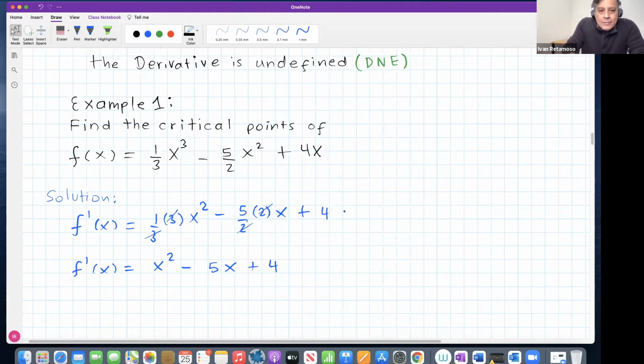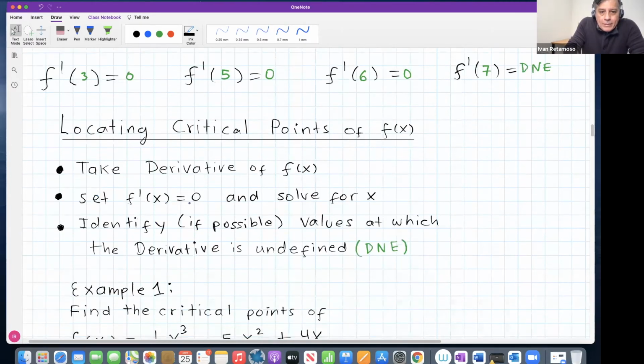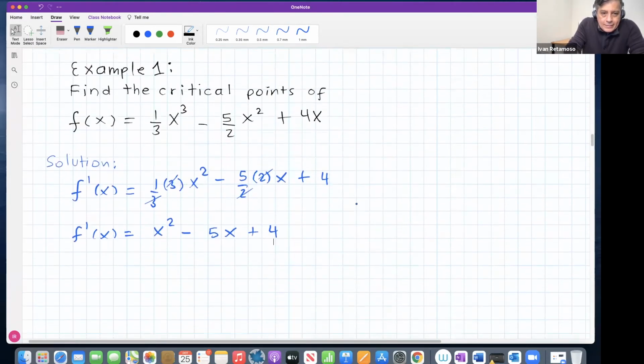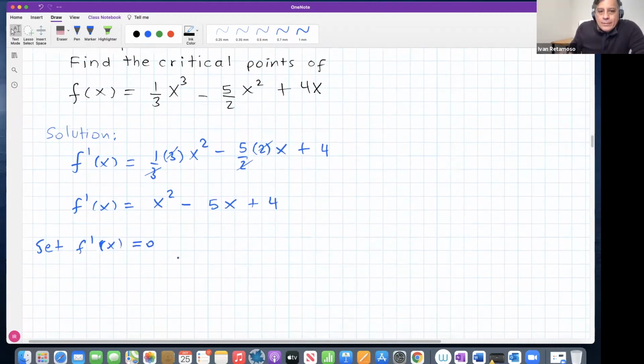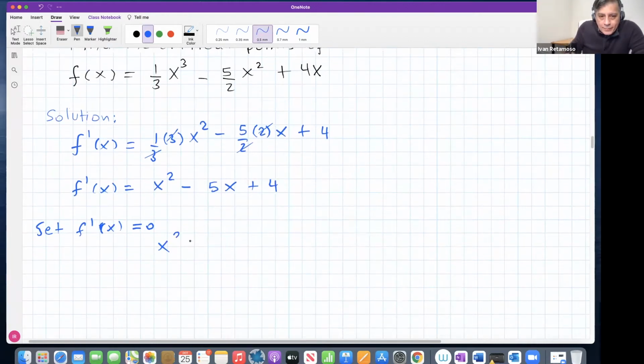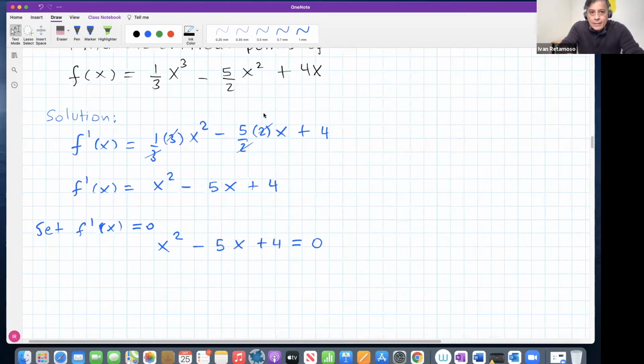Now, step 2 says set your derivative equal to 0 and solve for x. We do that next. So we take the derivative and now set f prime equal to 0 and solve for x. So x squared minus 5x plus 4 equals 0. A question? Excellent, Deep, figure out the solution of this equation. We can use factorization, for example, or worst case scenario, the quadratic formula, but there is always a way to solve a quadratic.